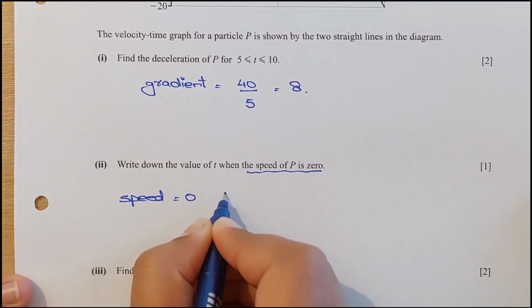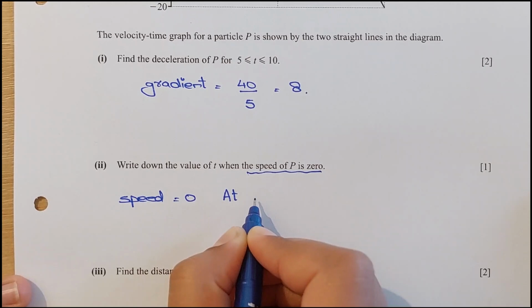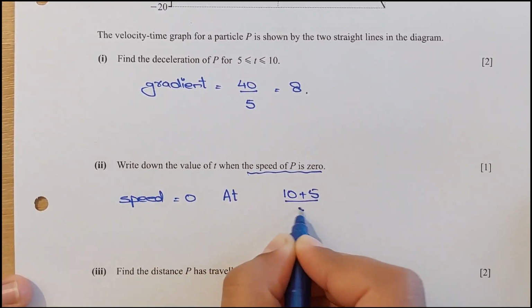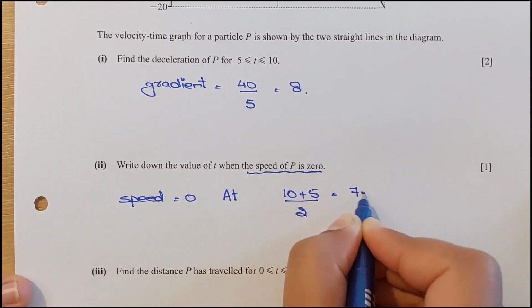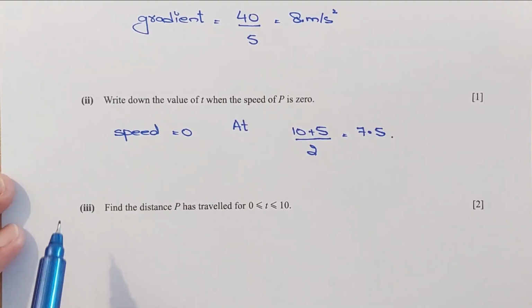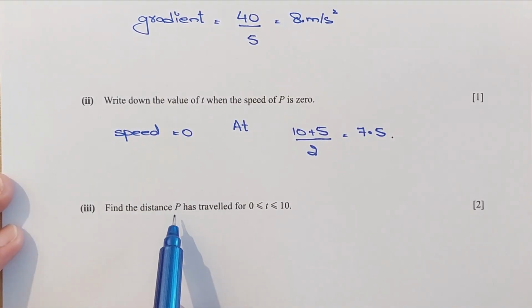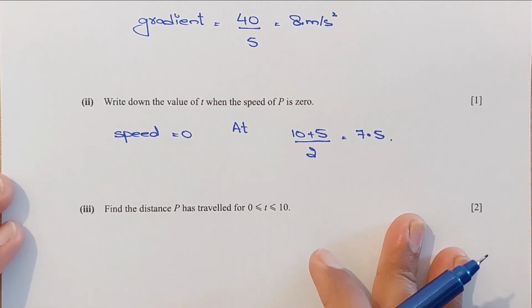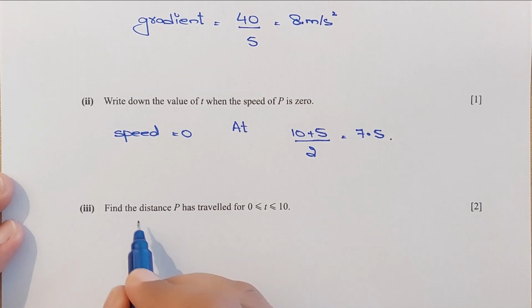Speed is equal to (0 at 10 plus 5) divided by 2, which is equal to 7.5. Right. Now for the third part, find the distance the particle has traveled from time equals 0 to 10. For a velocity-time graph, the distance traveled is the area under the curve.